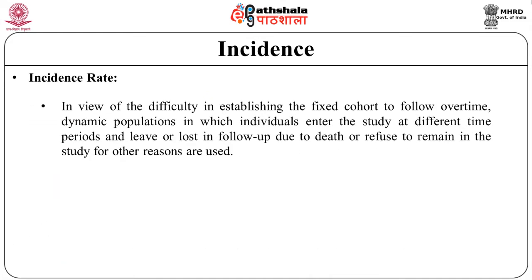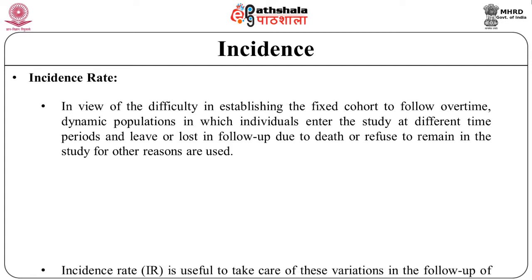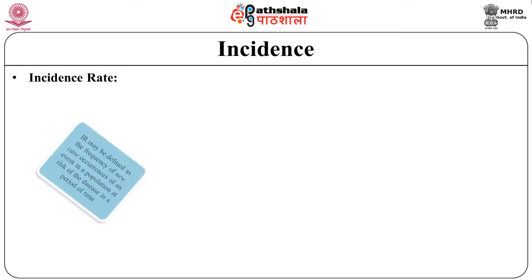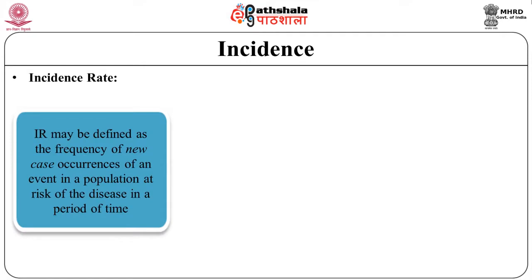Now, let us see the incidence rate. In view of the difficulty in establishing a fixed cohort to follow over time, dynamic populations, in which individuals enter the study at different time periods and leave or are lost to follow-up due to death or refusal to remain in the study for other reasons, are used. The incidence rate, that is IR, is used to take care of these variations in the follow-up of the study. The incidence rate may be defined as the frequency of new cases, the occurrence of an event, in a population at risk of the disease in a period of time.